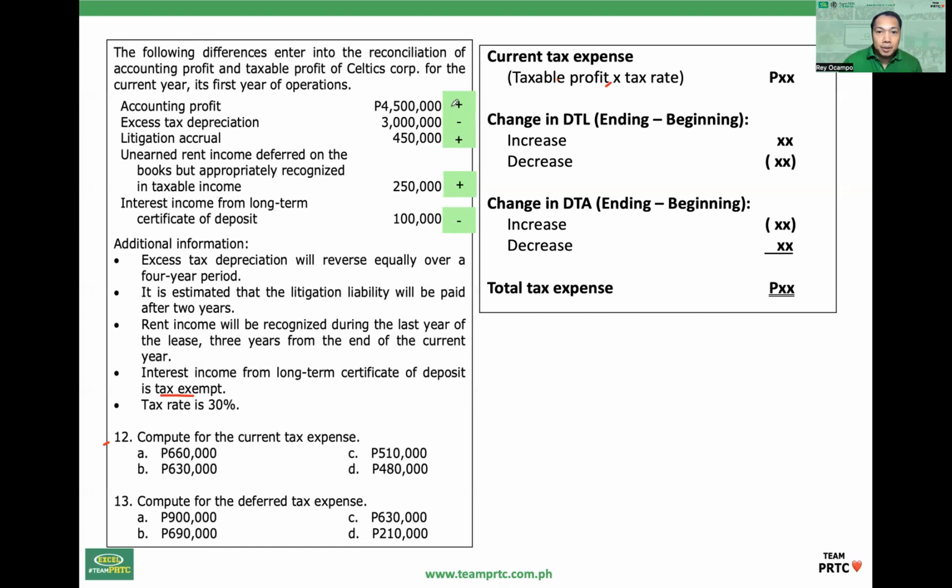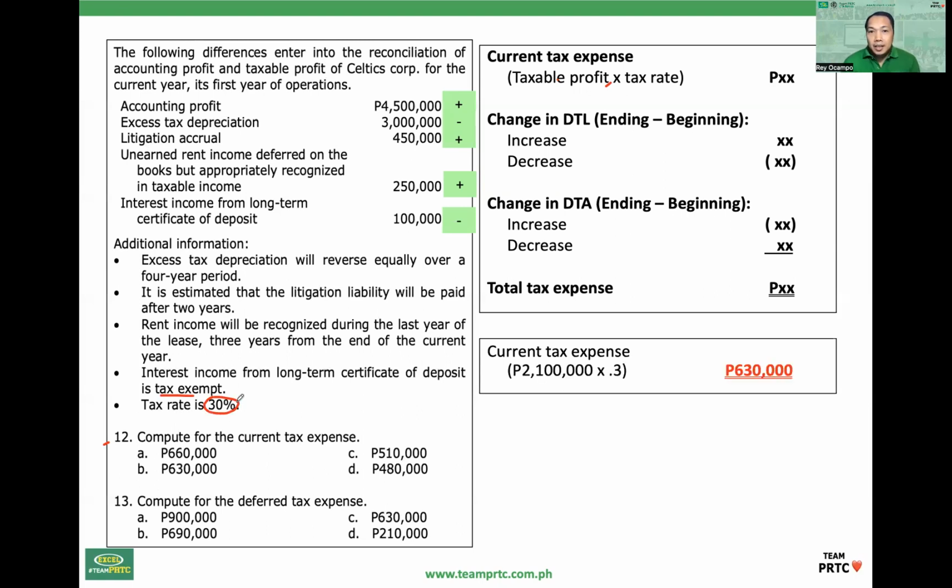Okay, so accounting profit. So ito yung income less expenses for accounting purposes. Then plus minus yung differences between accounting and tax. So follow tax. Okay, so taxable profit times tax rate. Tax rate, 30%. So current tax expense. Taxable profit times the rate, 30%. So number 12, bravo.